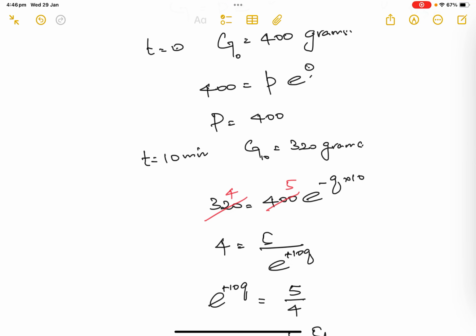Now we need to find Q, then we have a complete modeling equation. After 10 minutes, the mass is reduced to 320.